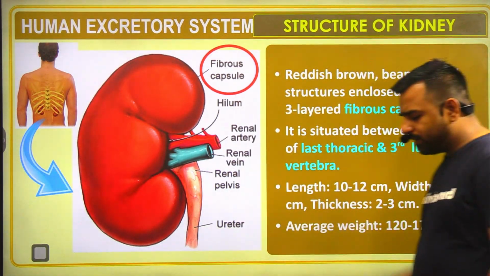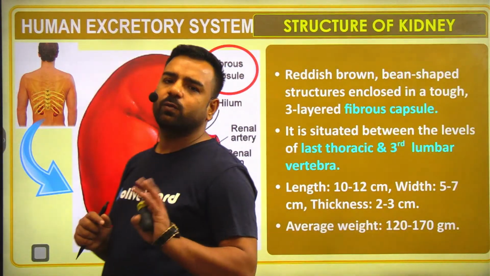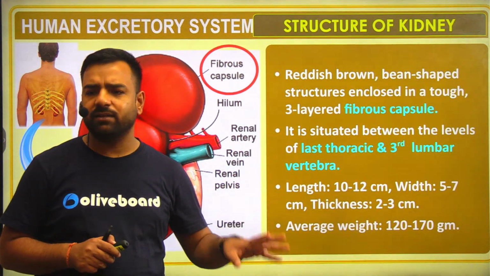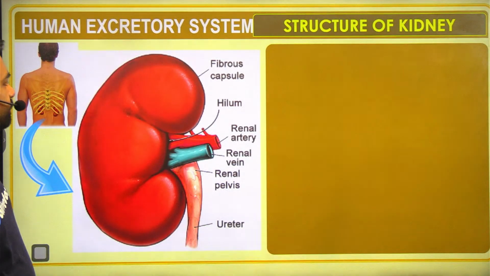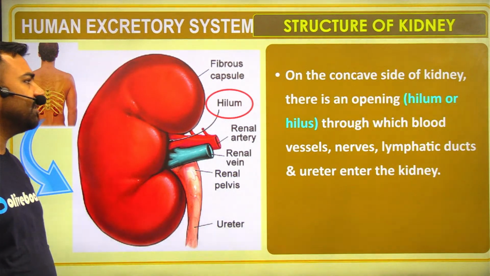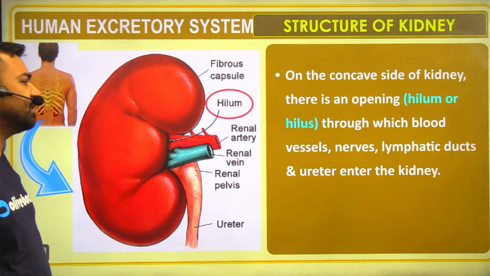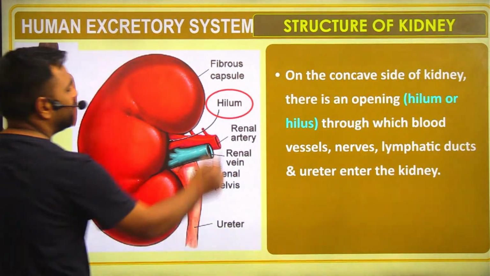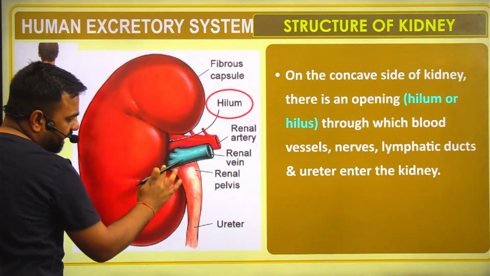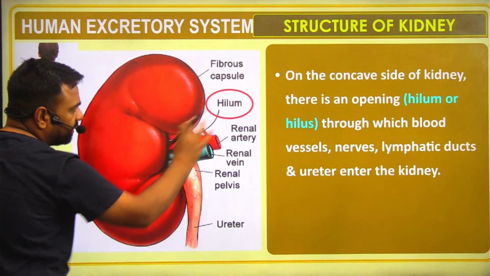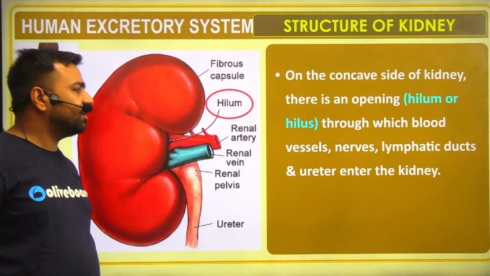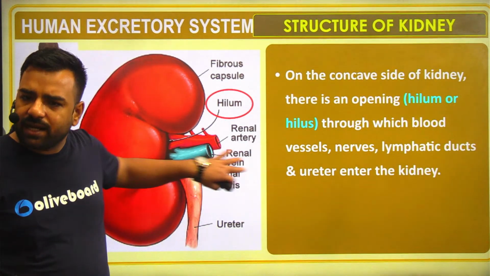What is the average weight? The average weight of each kidney is approximately 150 grams. It's approximately 120 to 170 grams, but on average that's 150 grams. Now more about it. On the concave side of the kidney, there's an opening that is the hilum or hilus, through which blood vessels, nerves, lymphatic ducts, and the ureter enter the kidney. Can you see the structure in which there's some gap? We are talking about the same gap that is known as the hilum. And this is the location via which these blood vessels and all the other things enter the kidney.